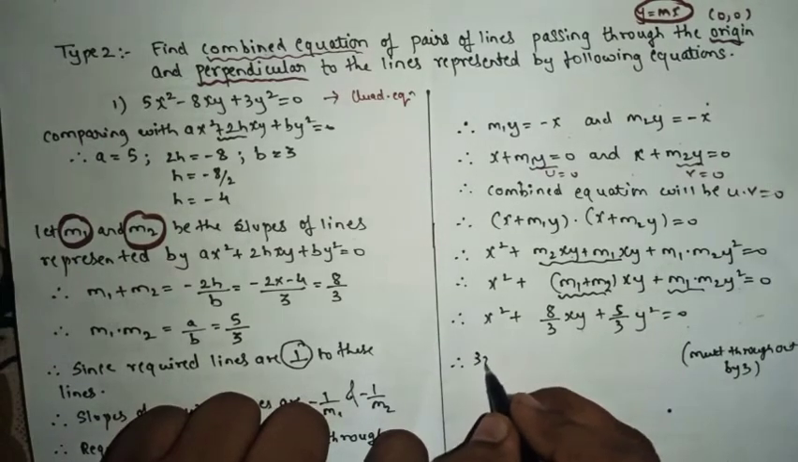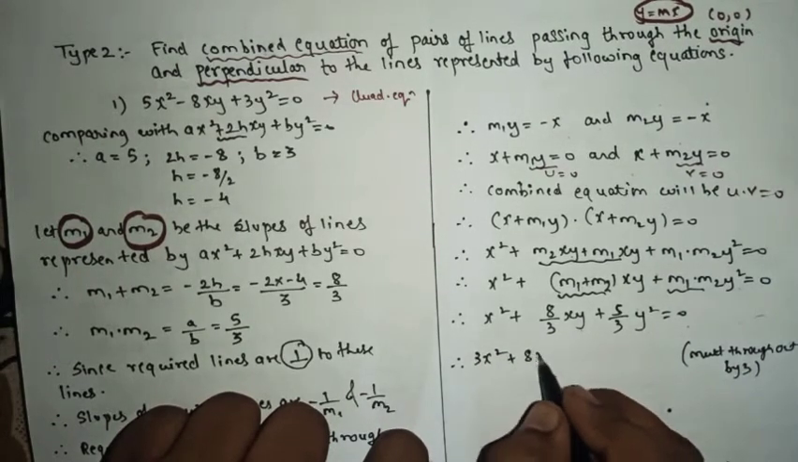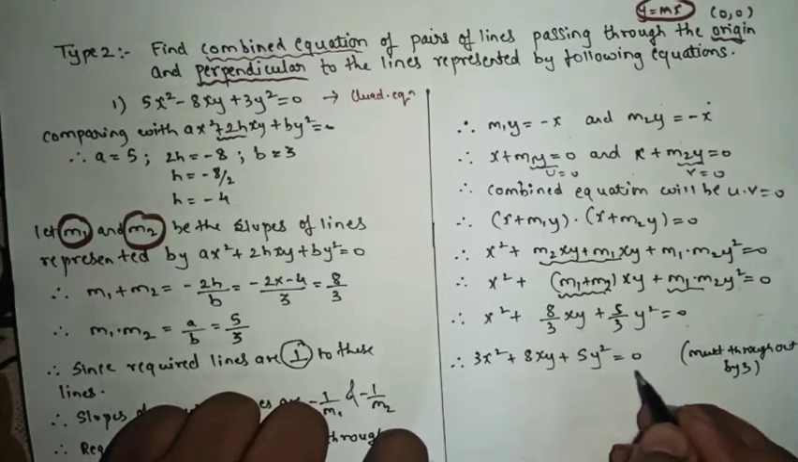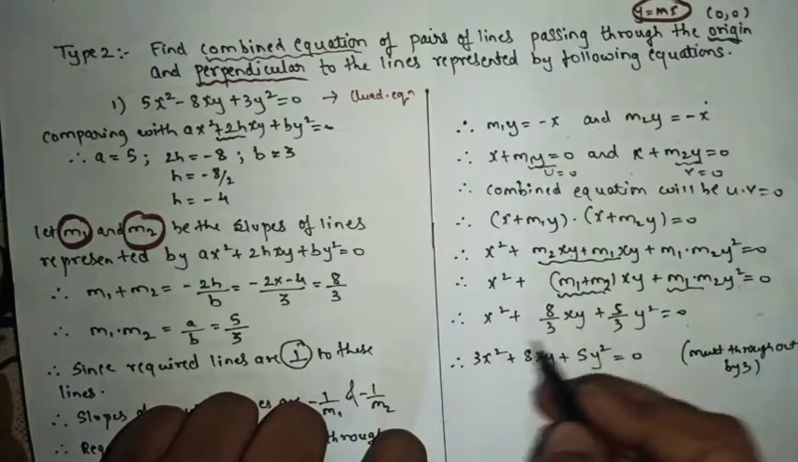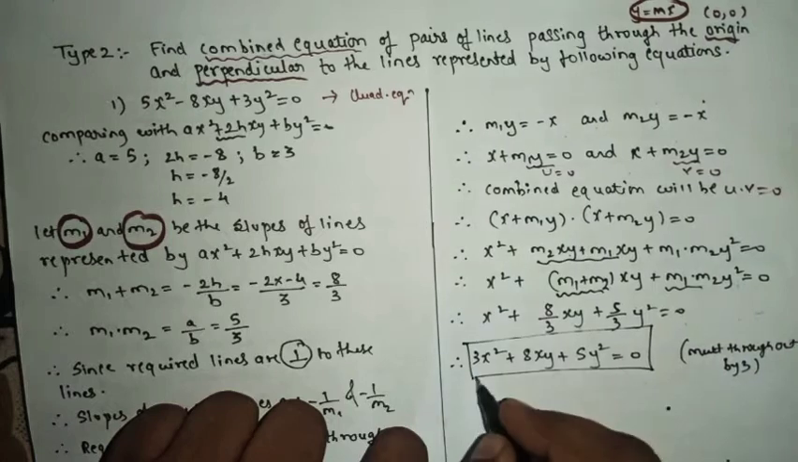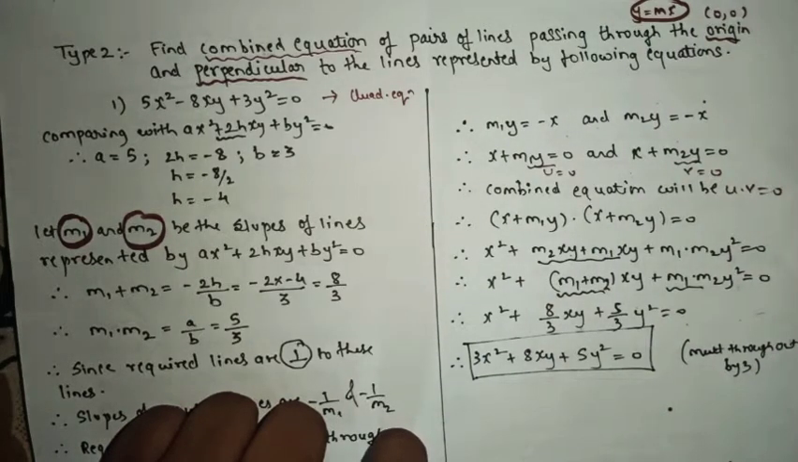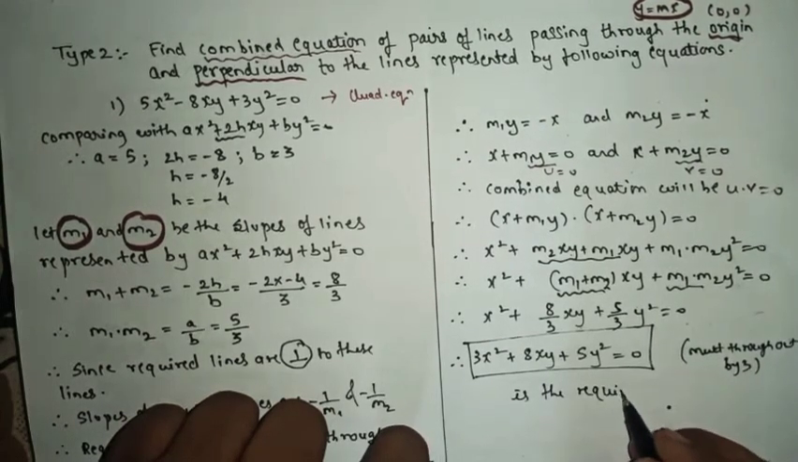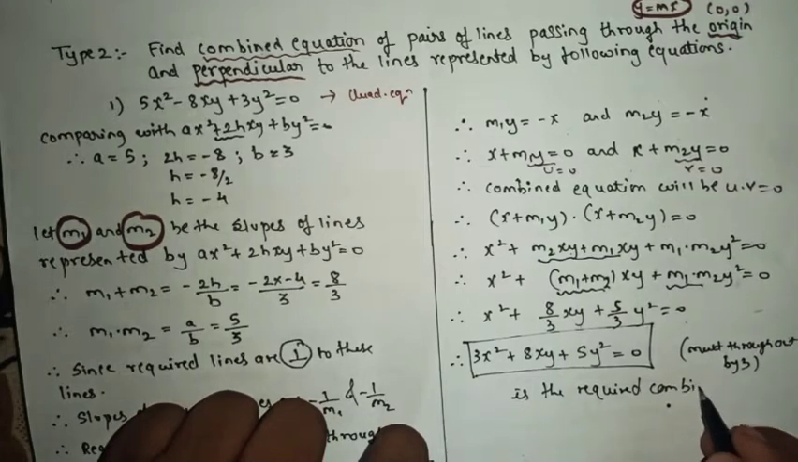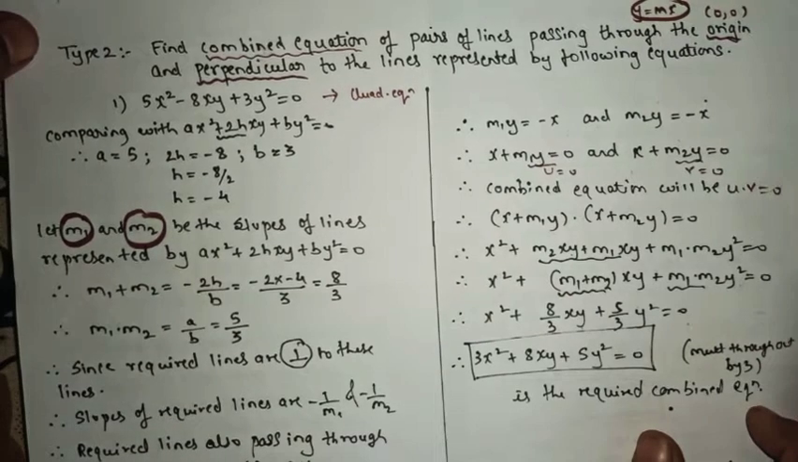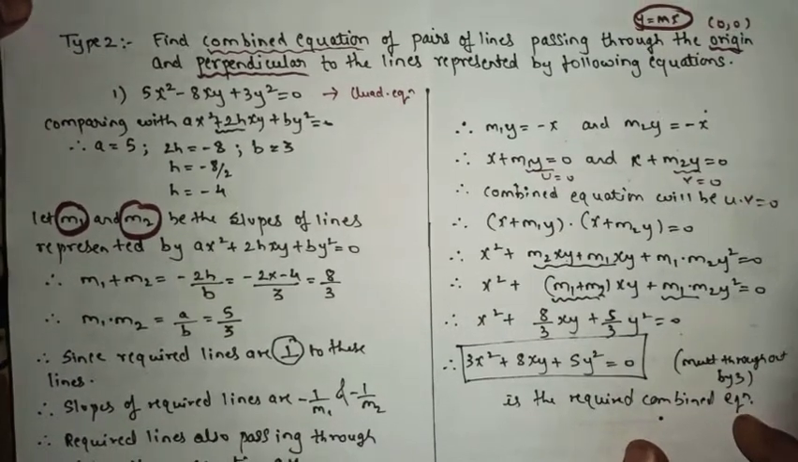This will be 3x square, this will be 8xy only, this will be 5y square equal to 0, or else do the cross multiplication. So here we got the final answer: 3x square plus 8xy plus 5y square is the required combined equation.